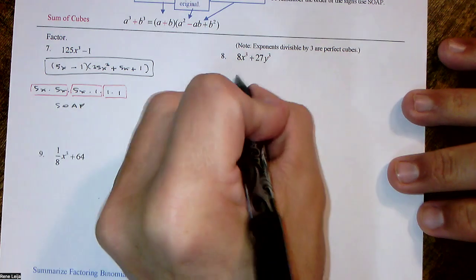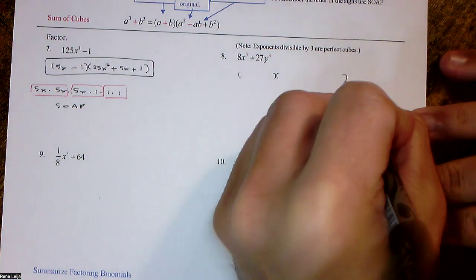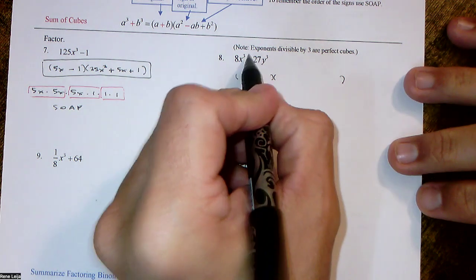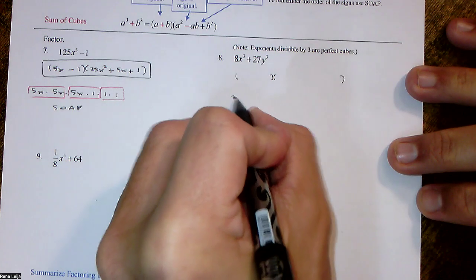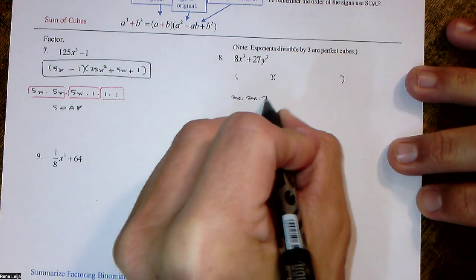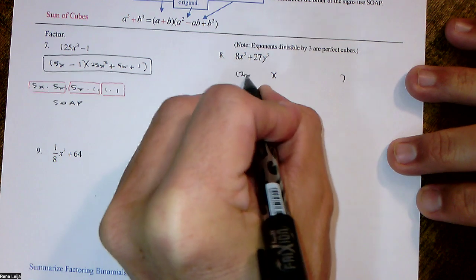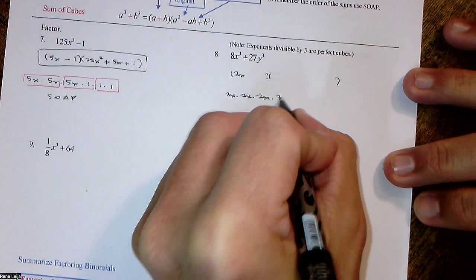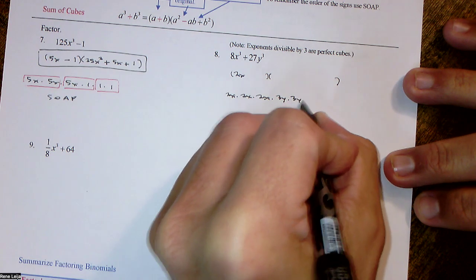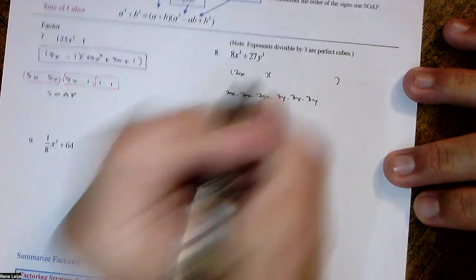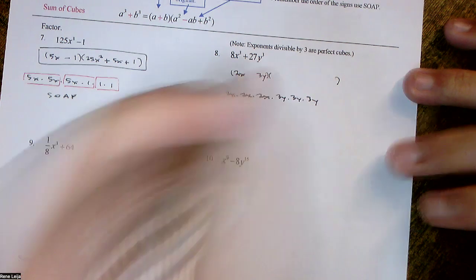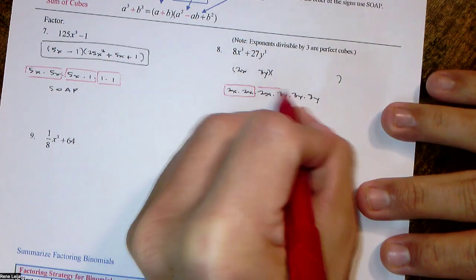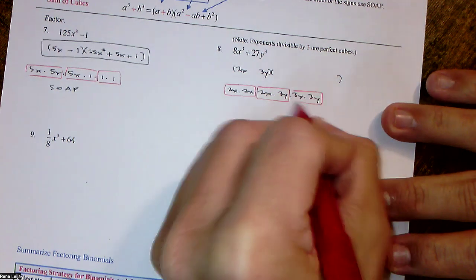Now, number 8, again, this is going to factor into a binomial and a trinomial. All right, 8x cubed. That comes from 2x times 2x times 2x. So there's a set of 2x's, and then 27y to the third would be 3y times 3y times 3y. So I have a set of 3y's. Now I pair these up because this is where I'm going to get my terms for the trinomial.